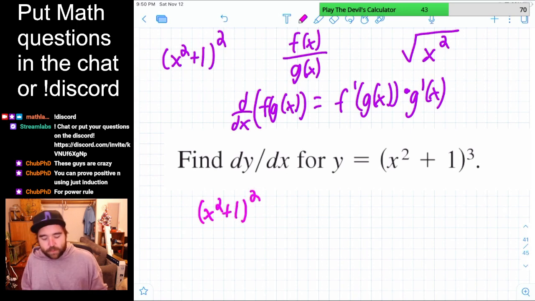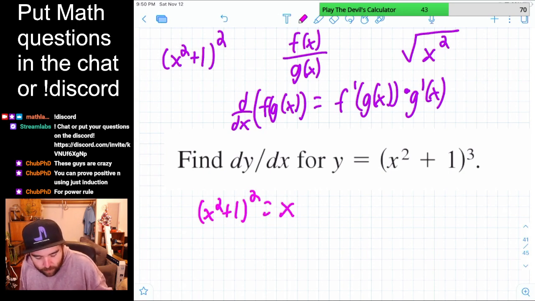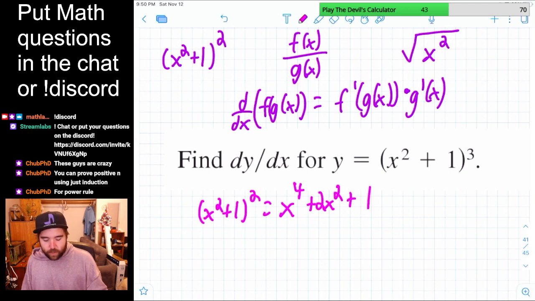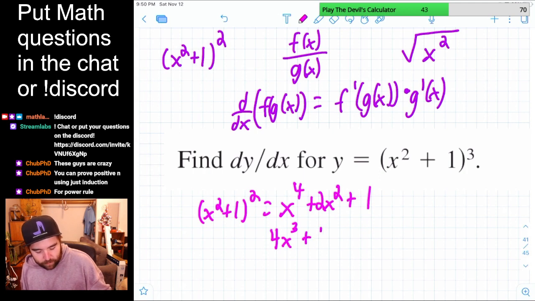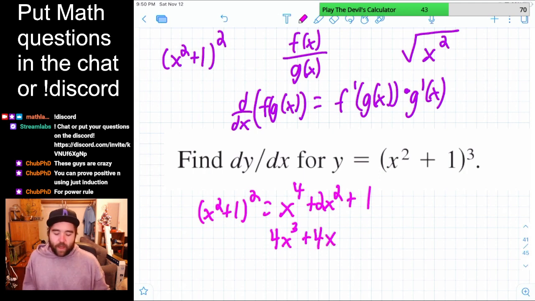So x squared plus 1, squared. How would we do that? Well, we would multiply it all out and then use the power rule. So what do we get when we multiply all that out? We get x to the fourth plus 2x squared plus 1. So what is the derivative of that? The derivative of that is 4x cubed plus 4x.